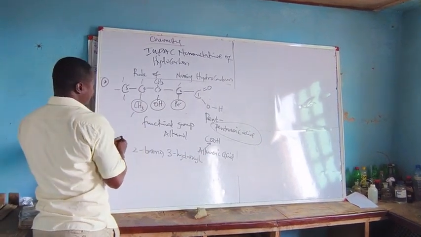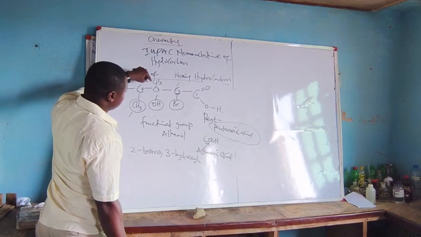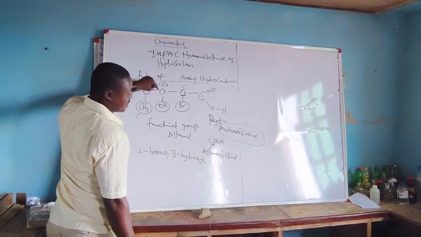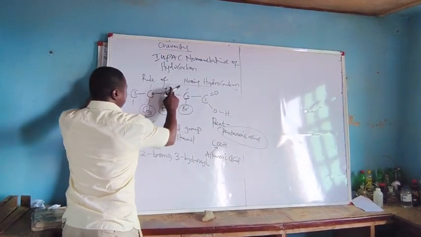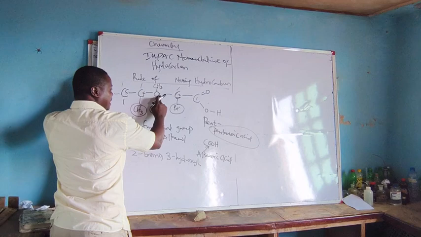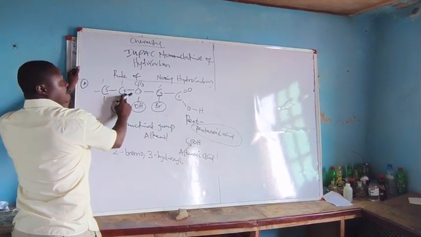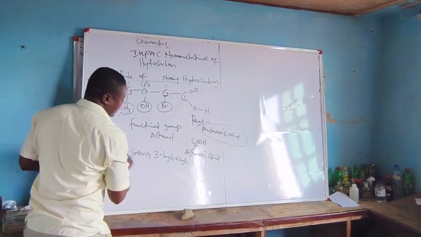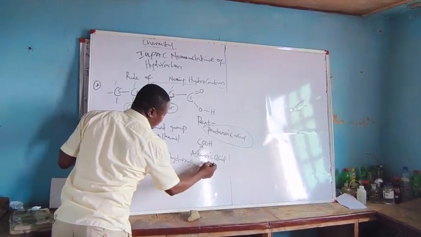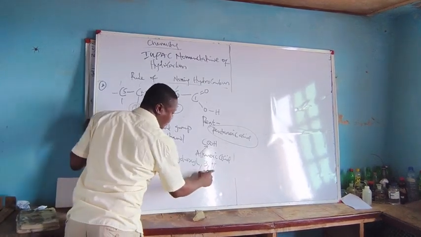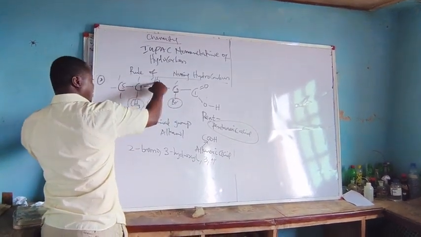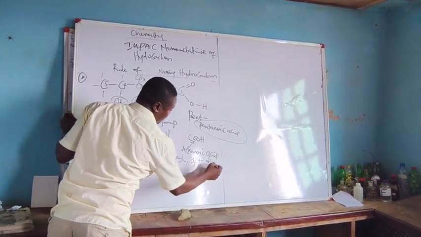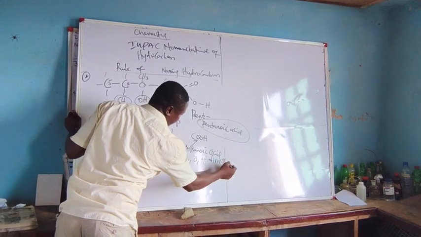Now we have 2 branches. One methyl is here, another methyl is here. So we have to name them. This methyl is on carbon number 3. The other methyl is on carbon number 4. So we indicate the positions by the numbers. The next thing that follows is 3, 4. Since there are 2 methyls, use the prefix di. So it will now be dimethyl.